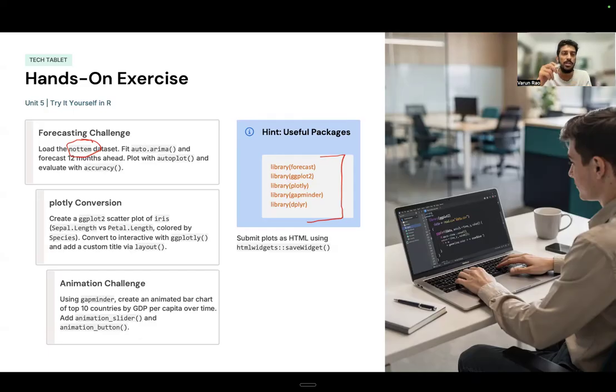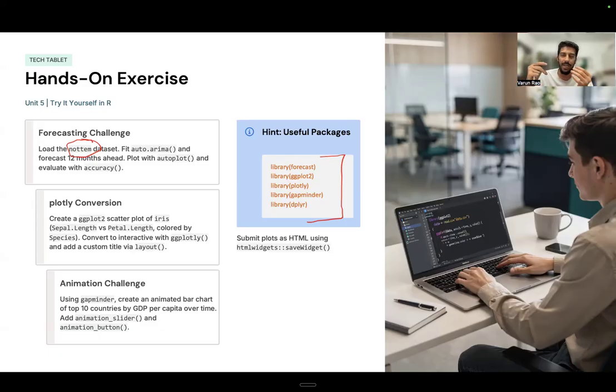The second one is to convert the Plotly chart. Now, when I say convert the Plotly chart, I mean convert a ggplot2 chart using Plotly. You are free to create a chart of your choice. However, as per the task, you have a scatterplot from the Iris dataset. And I want you to construct the chart or the graph with ggplot2, then use ggplotly and convert it into an interactive model.